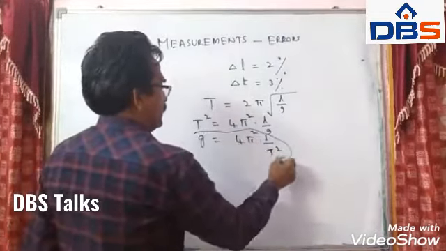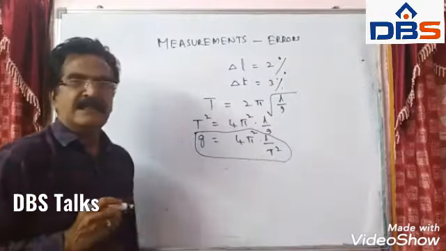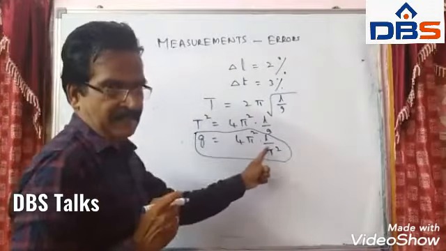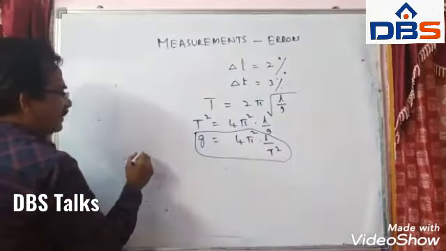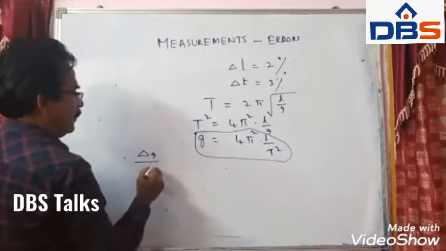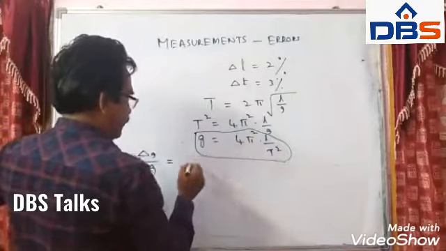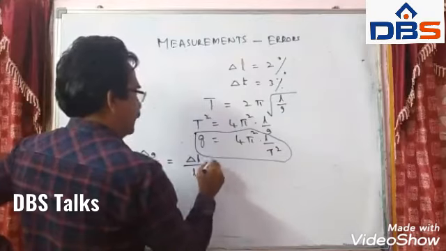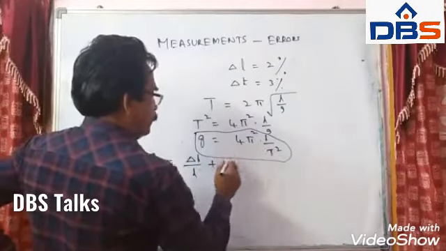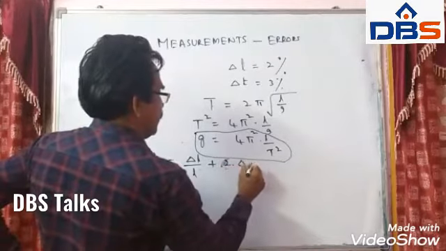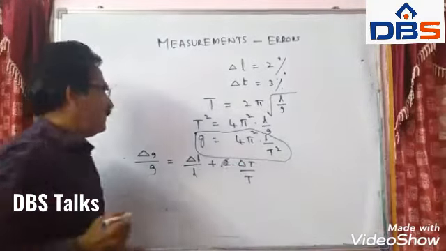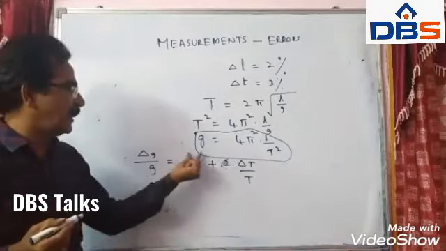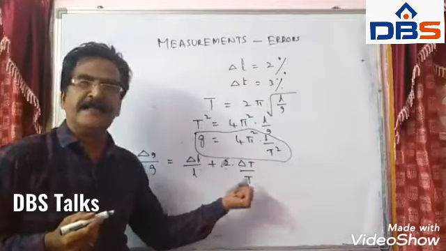So this is g. We want delta g. From this equation, on differentiating, we get delta g by g is equal to delta l by l plus 2 into delta t by t. This is delta g by g, which is equal to delta l by l plus 2 into delta t by t.